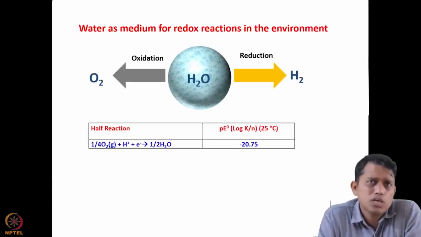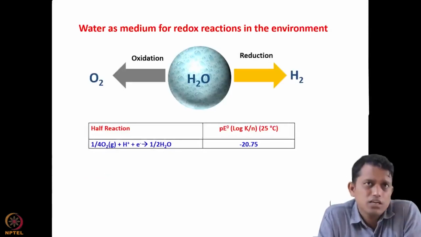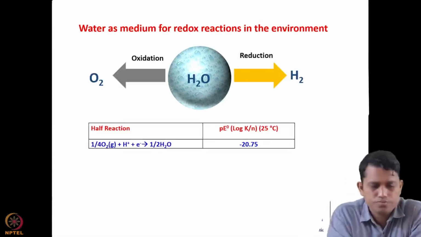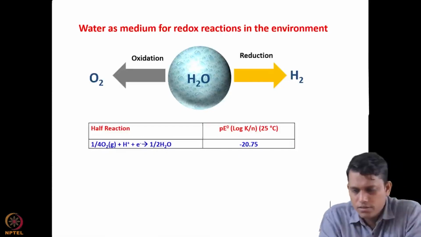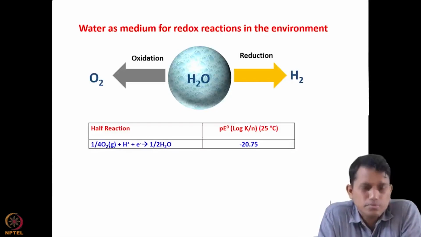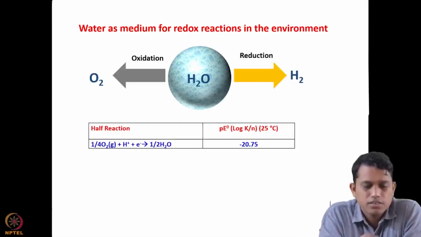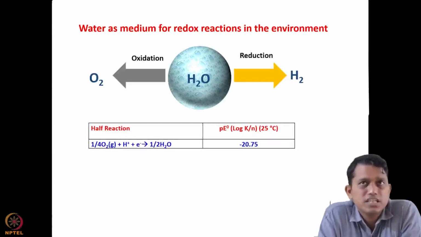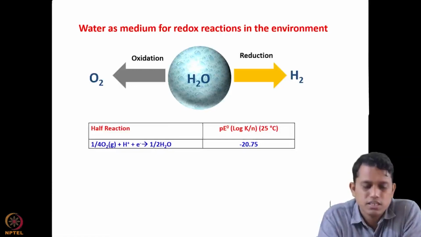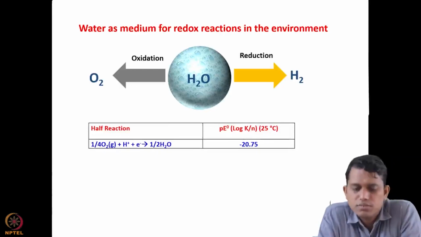Now, as we are talking about a media, which is generally aqueous media in our case, the water itself has a tendency to get either oxidized to O2 or reduced to H2. And here we have given the reaction of oxidation of water. This is basically a reduction reaction, and we have calculated the log K value and this pE naught, which is obviously log K divided by n, and since one electron is involved, it is the log K value.